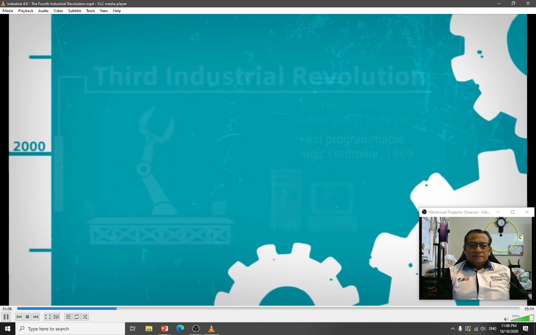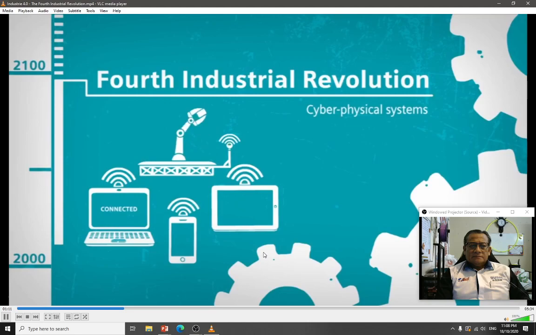The fourth industrial revolution is still a vision. Experts believe that it will only become a reality within the next 20 years. In intelligent factories, everything is interconnected wirelessly.